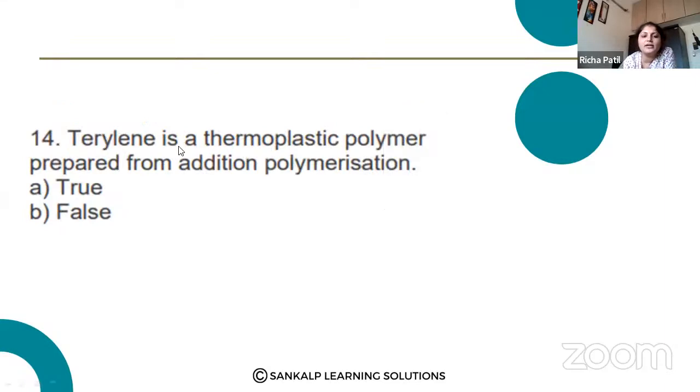Terylene is a thermoplastic polymer prepared from addition polymerization. True or false? Yes, it is false. Correct. Many have answered it right. It is B, false, because it is obtained by condensation polymerization of ethylene glycol and terephthalic acid. It is a thermoplastic polymer, but it is prepared by condensation polymerization of ethylene glycol and terephthalic acid.